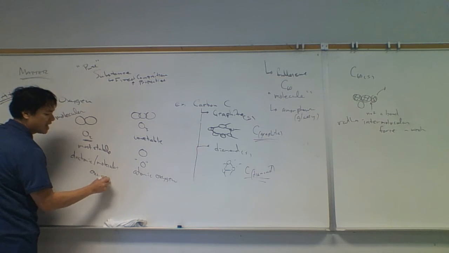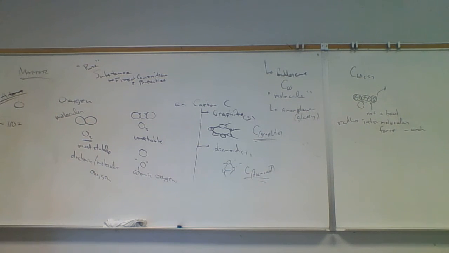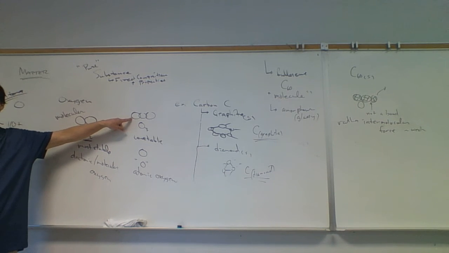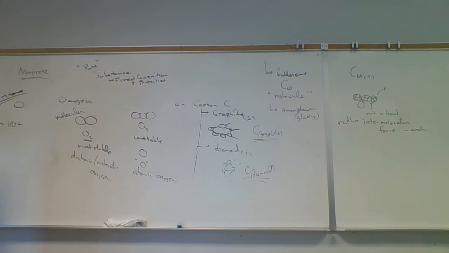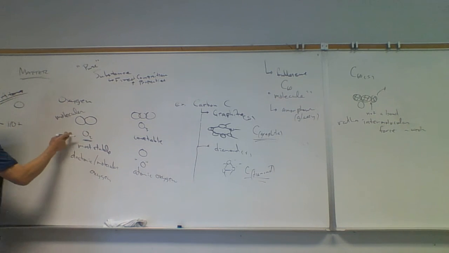It just turns out that the two oxygens like to bond to each other. Three don't really like to bond to each other, because if you go to three, it becomes unstable, and four won't. It refuses to bond to each other. And so we have something like that.